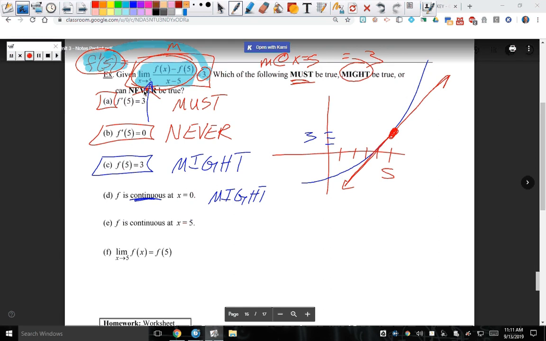So how about E? Anybody? Must. Because if you're not continuous, then you have no chance of being differentiable. With me? You have to be defined. You have to be continuous first. And then at the very, very end, what is that one? I hear never, I hear must. Who said never? I said never. Okay, why do you say never? Because if they're equal, then you get 0 on the top in the numerator.